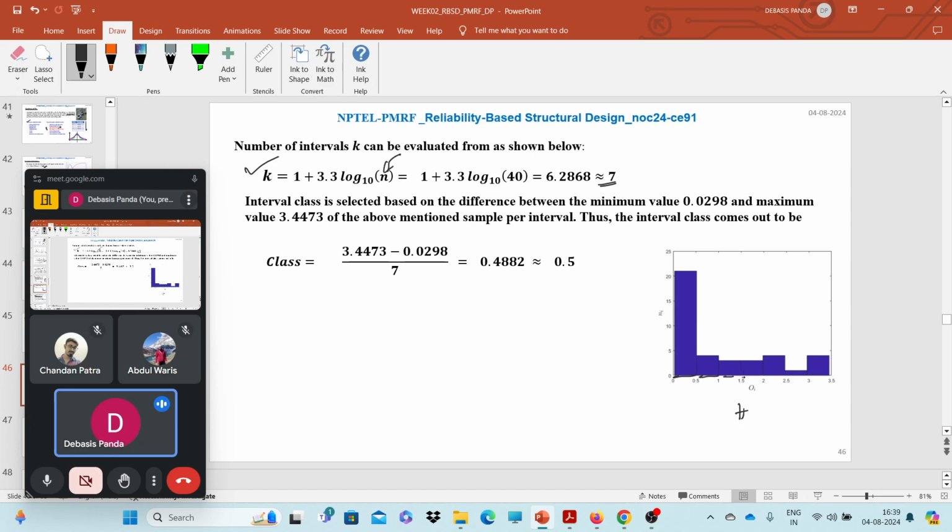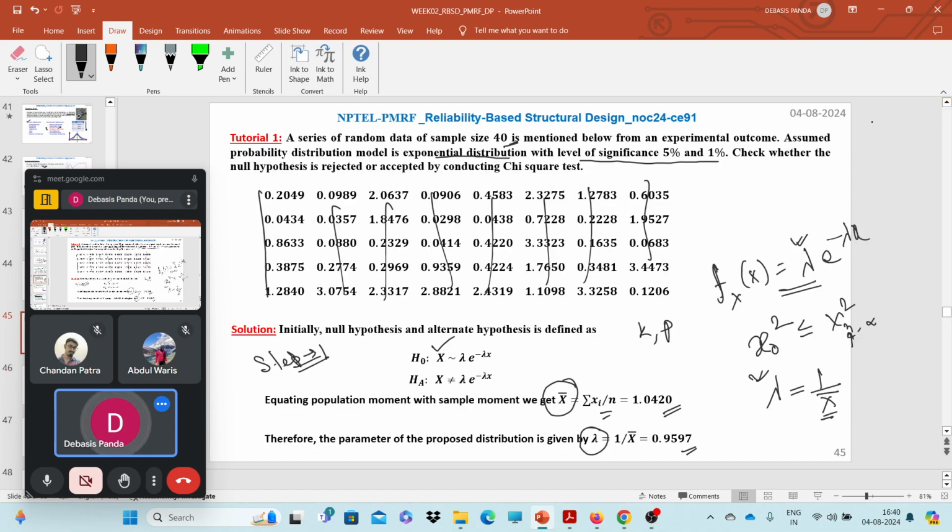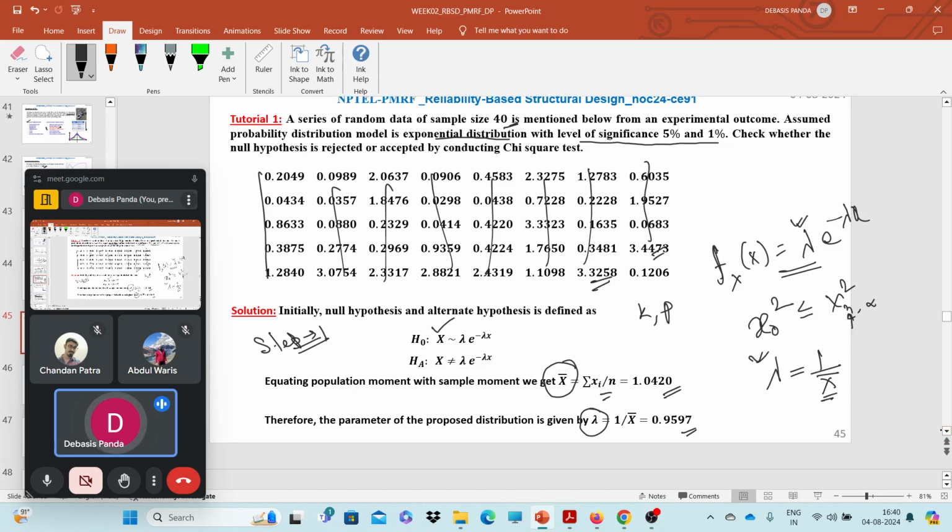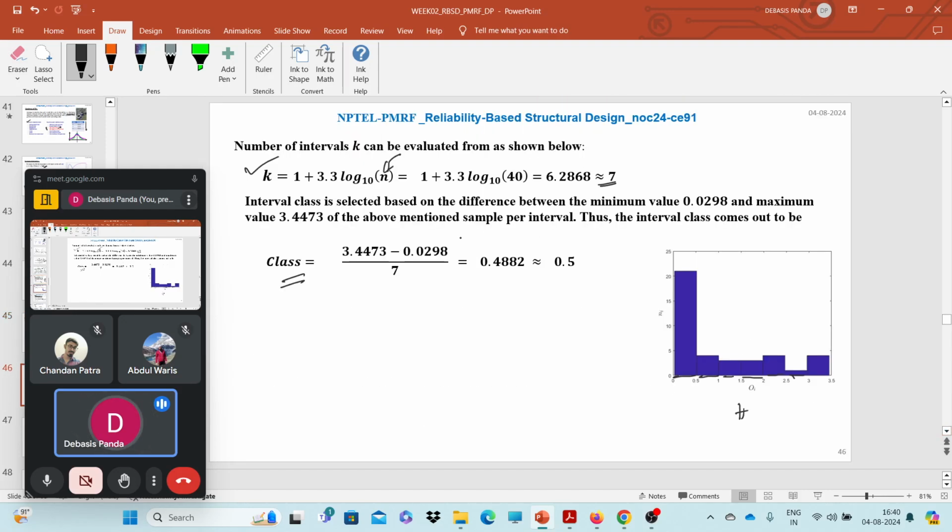From the class, we need to find out the width of the bins where we need to put all the data. This comes from the basic concept of statistics, like frequency distribution and histograms. How can we find out the class width? We need to find the maximum value of the data out of those 40. I think the maximum value out of 40 is 3.44. So this is your maximum value, and this is your minimum value.